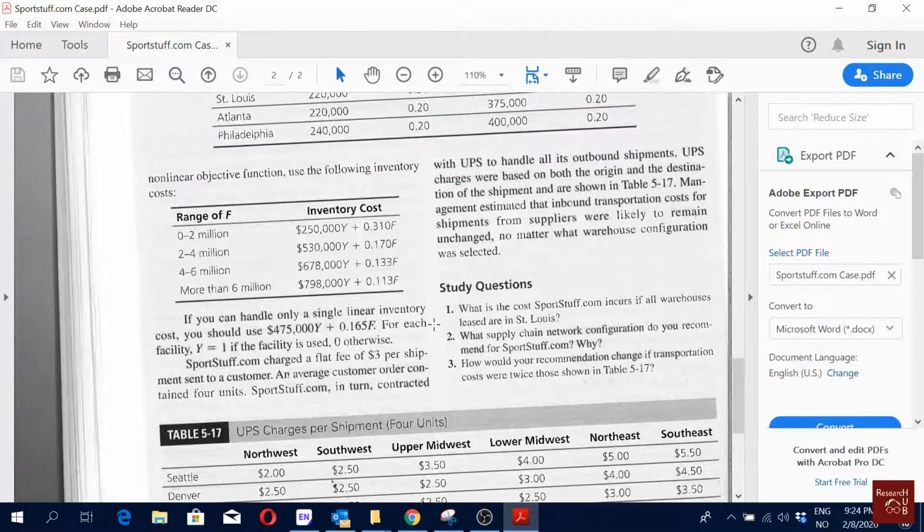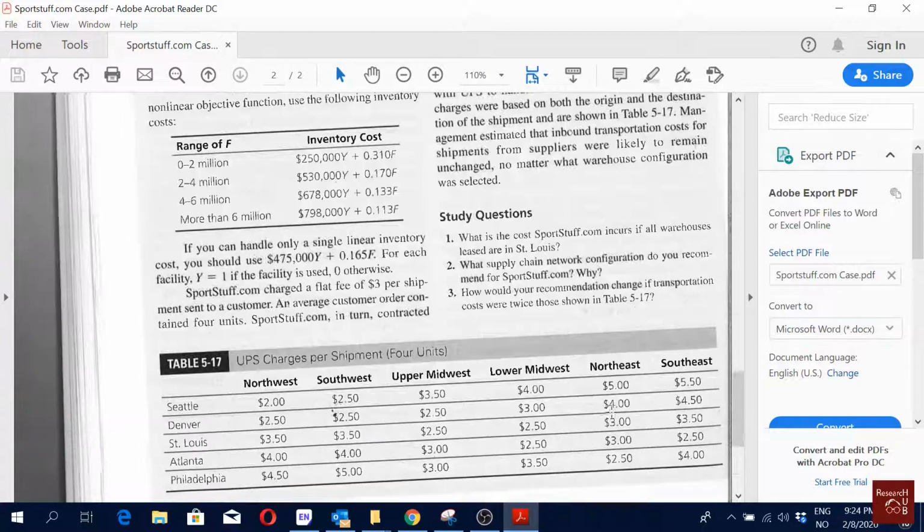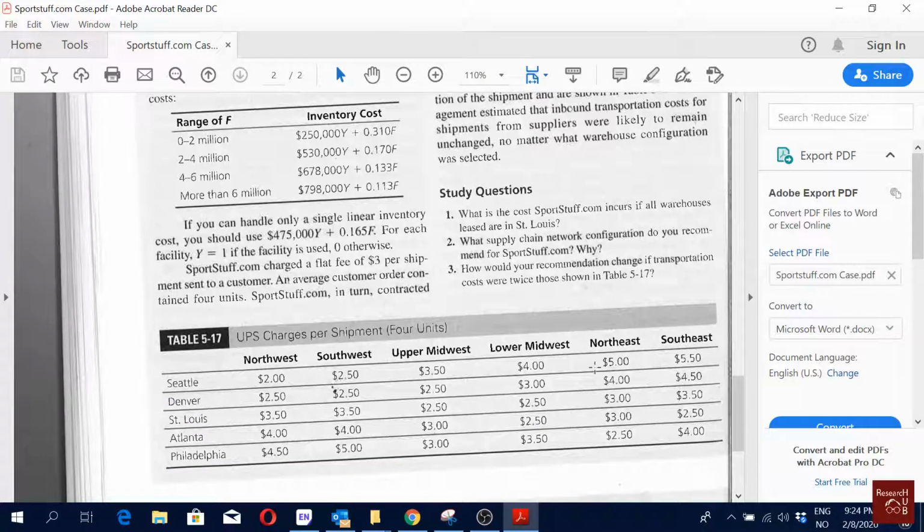And now you have to answer these 3 questions. What is the cost SportsTuff incurs if all warehouses are located in St. Louis? What supply chain configuration do you recommend for SportsTuff and why? And how do you recommend change if transportation costs were twice shown in this table? So we will be solving all of them in the upcoming videos.